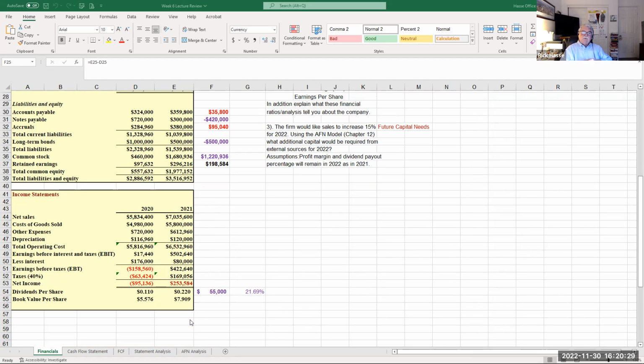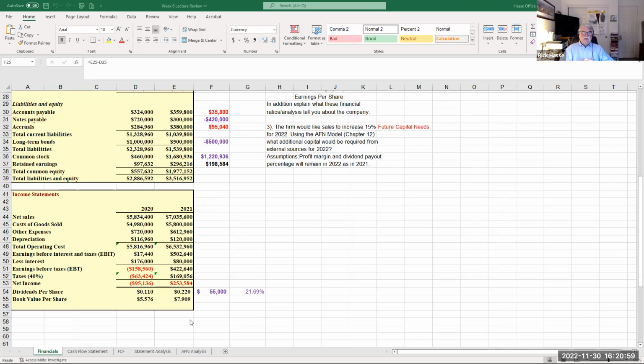What was their earnings before taxes? And then their taxes, paying the federal and state government. In this case, the company had a 40% tax rate. And then bottom line, what was their net income? As you can see here in 2020, they lost money. In 2021, they made a profit. And then they also give us the dividends that the company paid out.